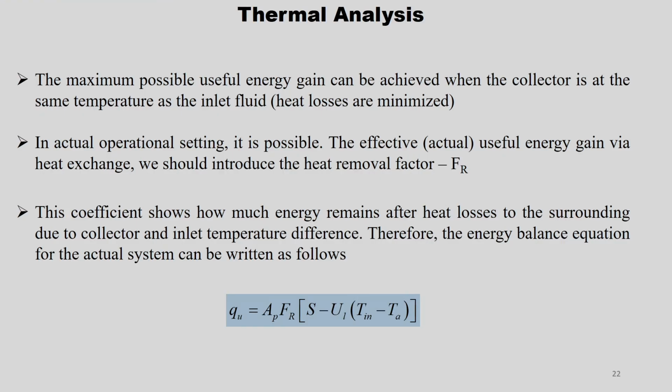Yesterday we have seen how to calculate the S parameter, S, based on incident radiation I_T and tau alpha average, by calculating these two values, how to calculate the energy which is absorbed by the absorber plate. The maximum possible useful heat gain can be achieved when a collector is at the same temperature as that of the inlet fluid, where heat loss is minimized.